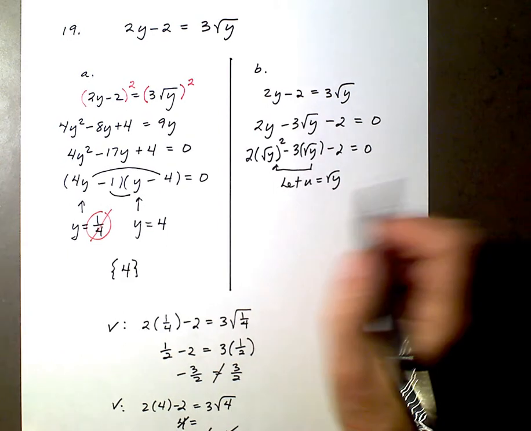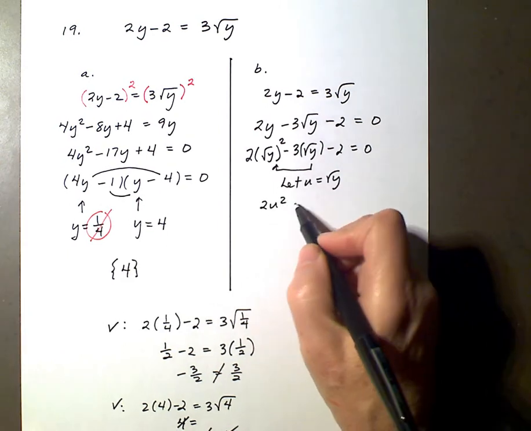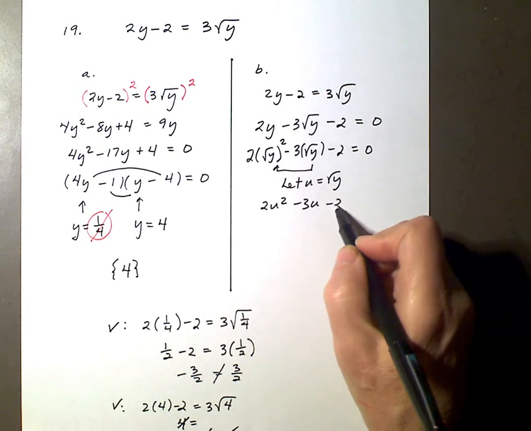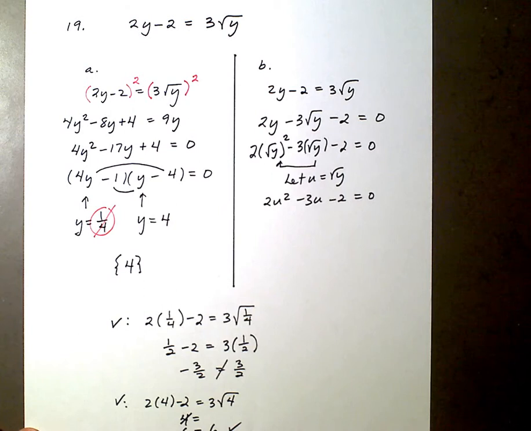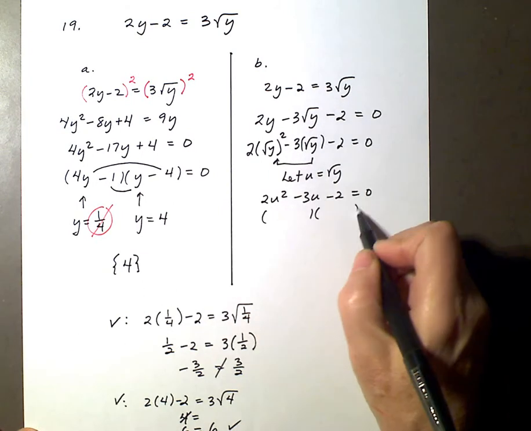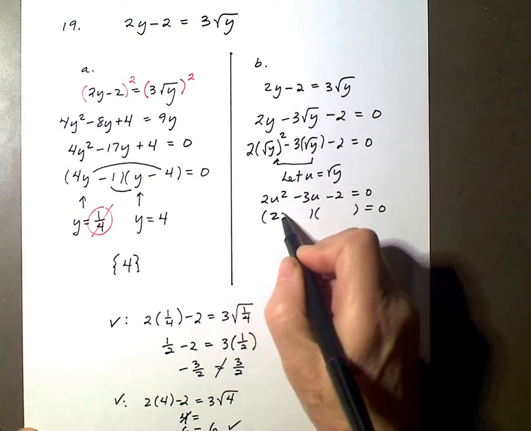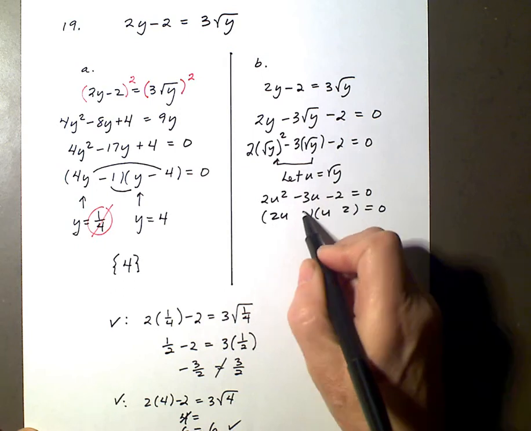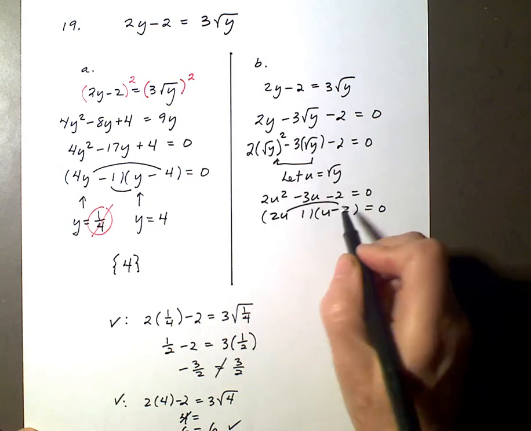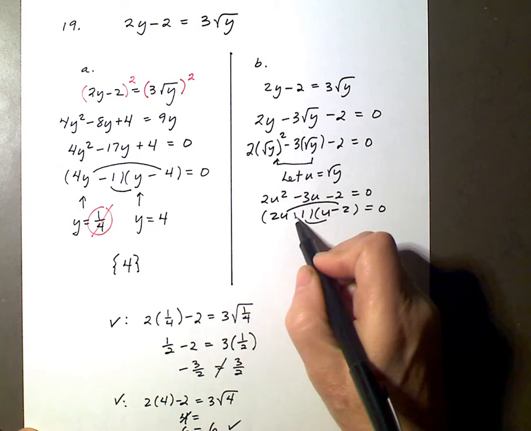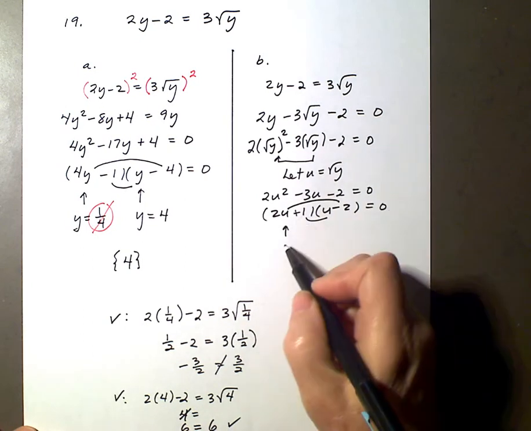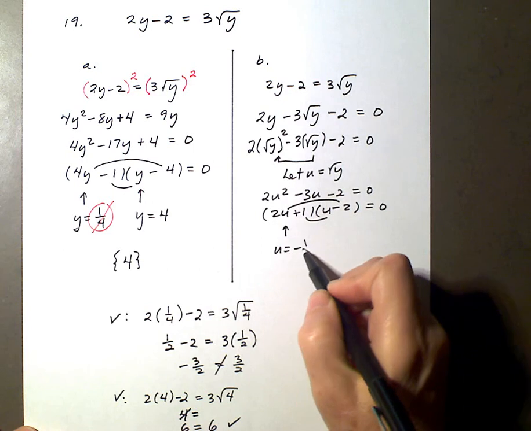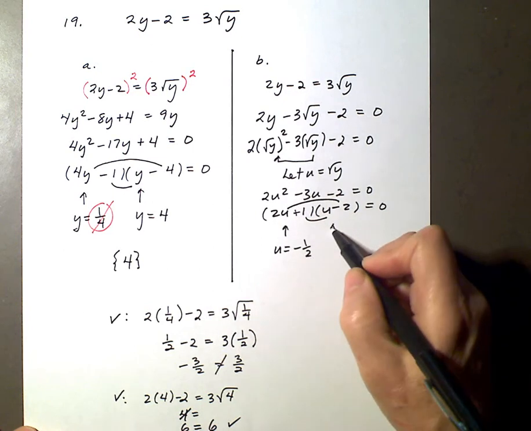So then my equation is 2u squared minus 3u minus 2 is 0. Easy enough to factor to solve. So 2u and a u, and if I go with a 2 and a 1, I have a negative 4u, positive 1u. So that works out. So I get that u is equal to negative 1/2, or u is equal to positive 2.